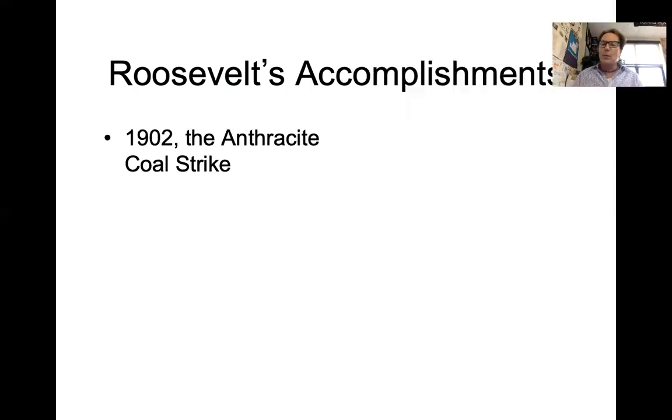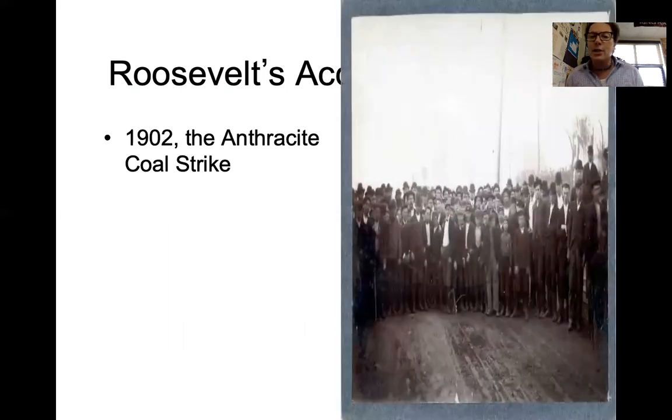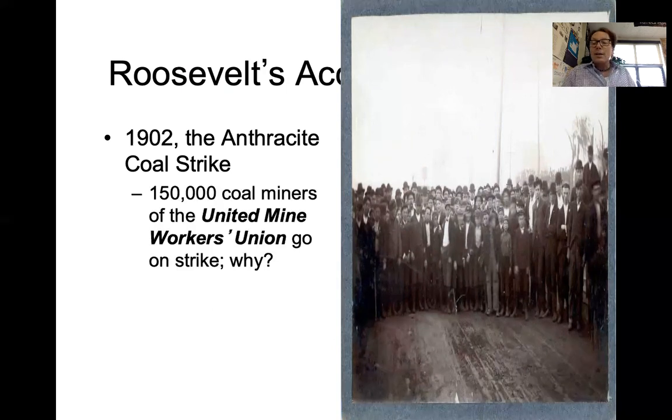So now we're going to fast forward to 1902. And in 1902, in Roosevelt's first year as president, you have what's called the anthracite coal strike. And if you direct your attention to the overhead screen, that's a photograph that was taken in 1902 of the coal miners who had gone on strike. And you notice some of these coal miners are awfully young. A lot of young boys worked as coal miners. So in 1902, over 150,000 coal miners of the United Mine Workers Union will go on strike.